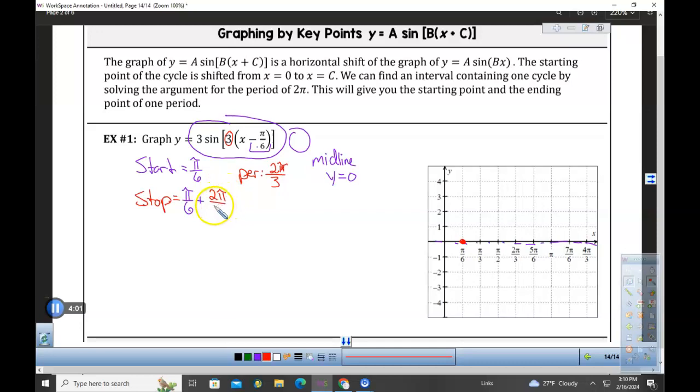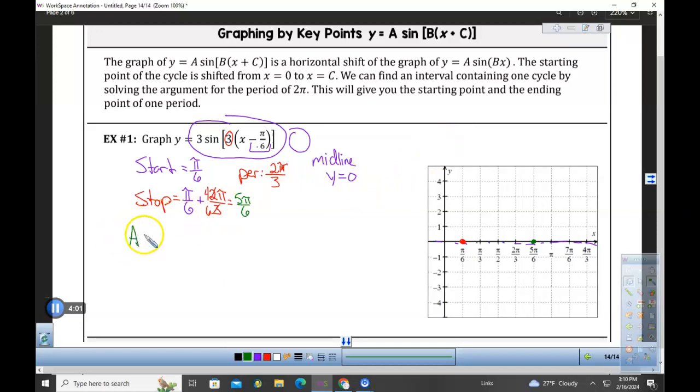So this kind of makes sense. It's just another way of looking at this. So pi over 6 plus 2 pi over 3. Let's make that 4 pi over 6, right? I'm going to stop at 5 pi over 6. Now, since it's sine, I'm going to stop at a 0, right? Because I go intercept, max, intercept, min, intercept. All right?